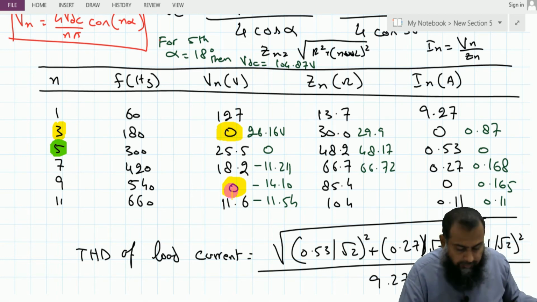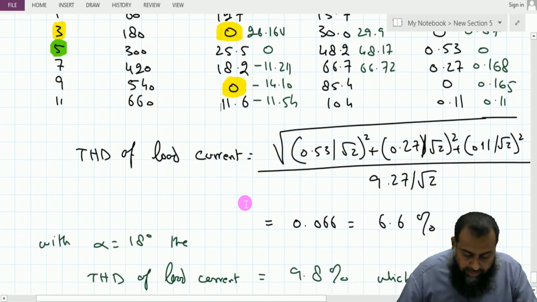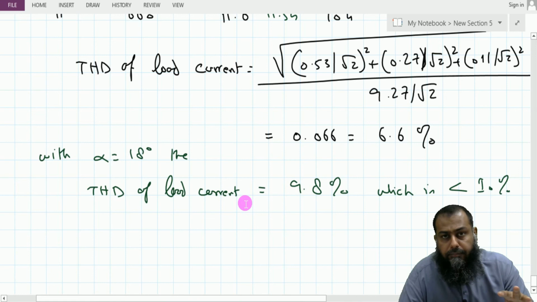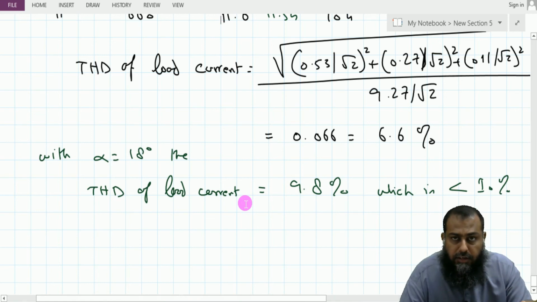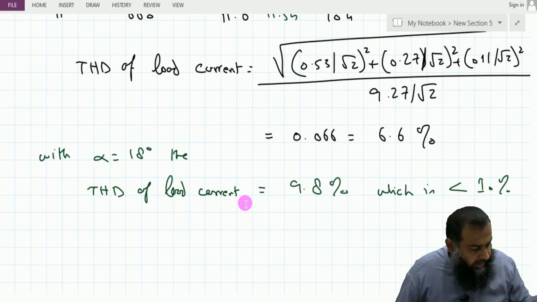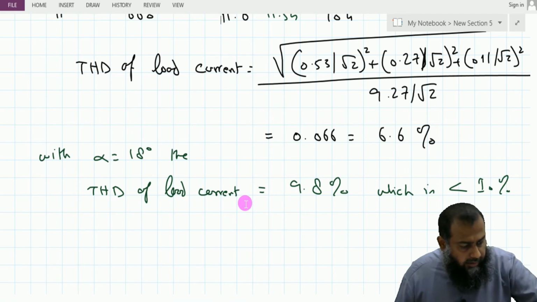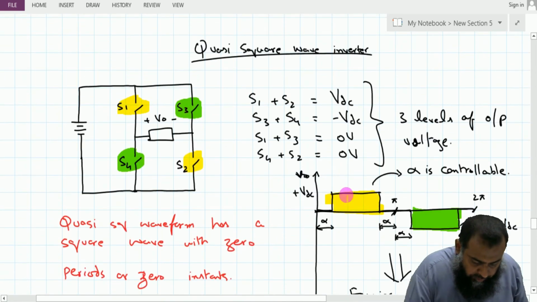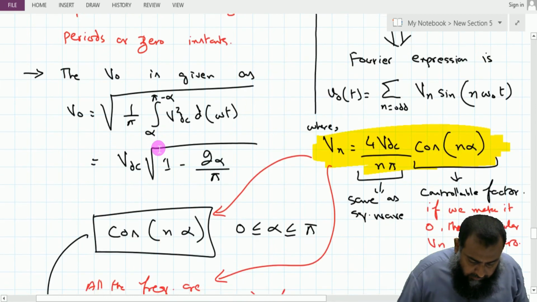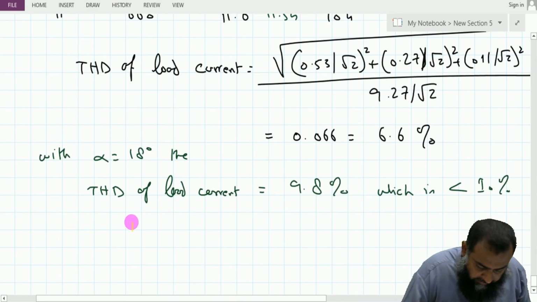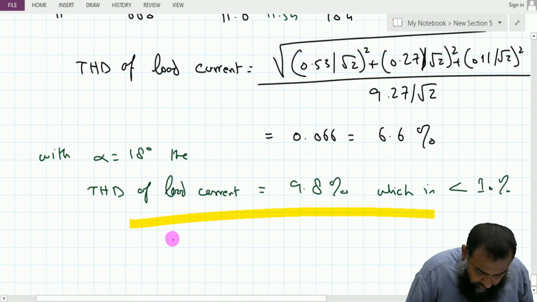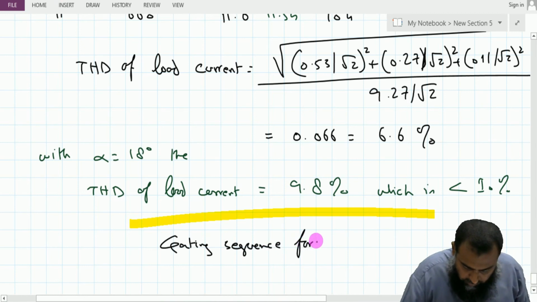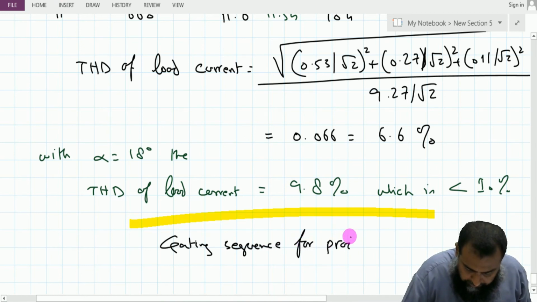So we have seen that effectively we can get rid of the harmonic content up to some extent by using this square wave inverter. But now let us have a question: how can we actually produce this type of an output waveform using this inverter? So let us move to the gating sequence for producing quasi output.